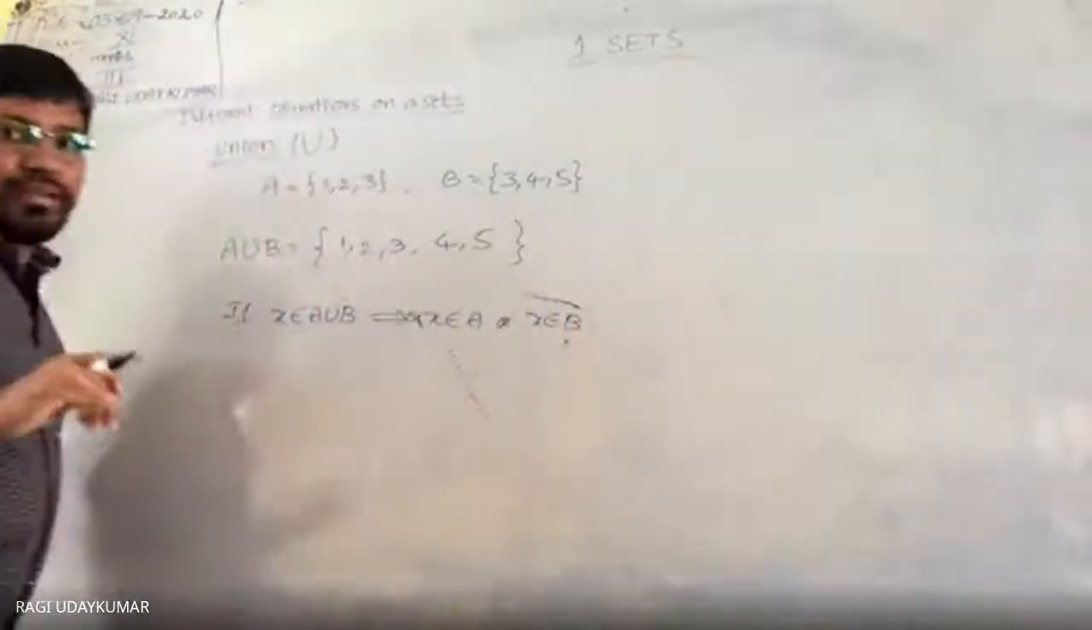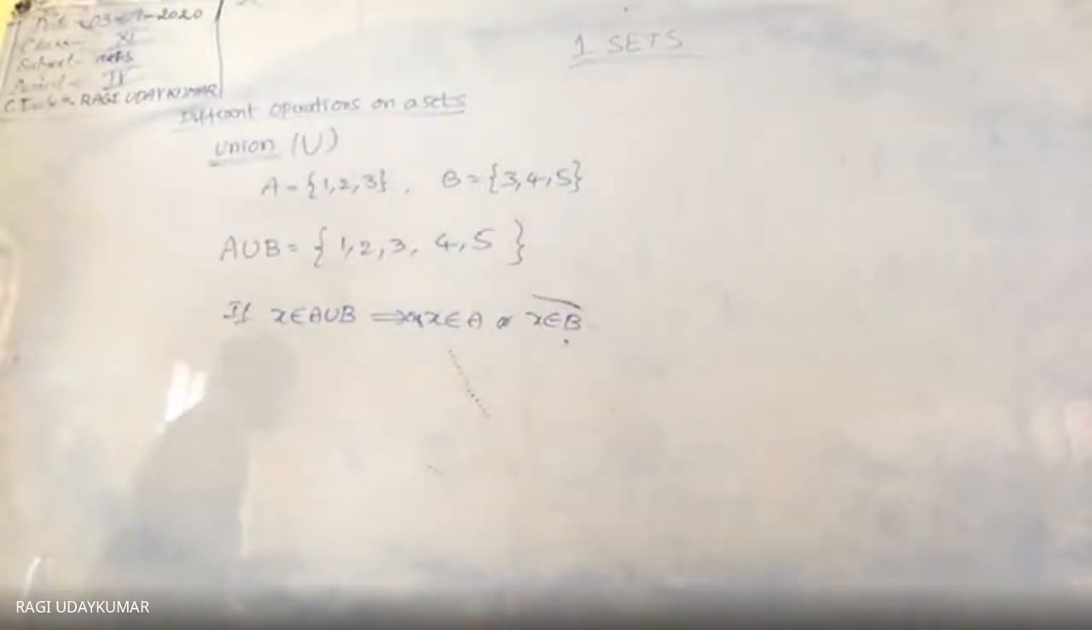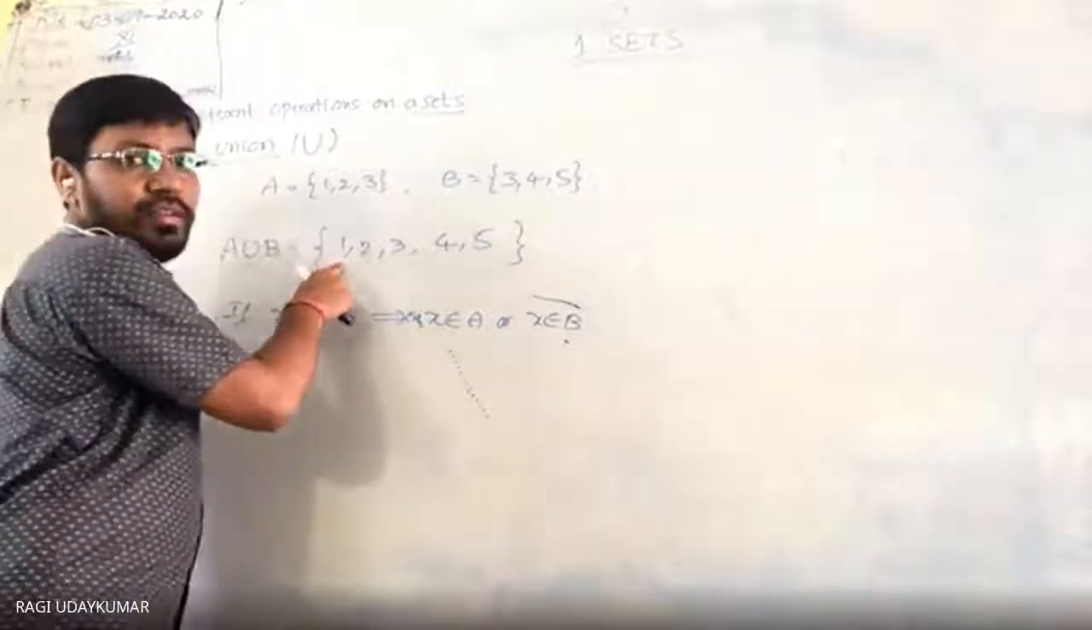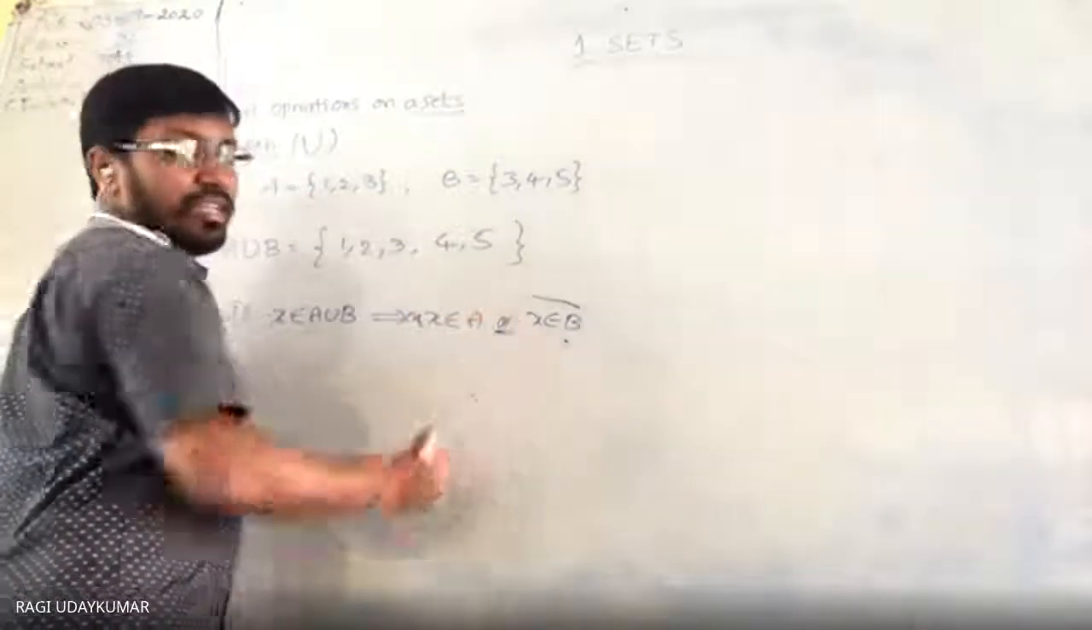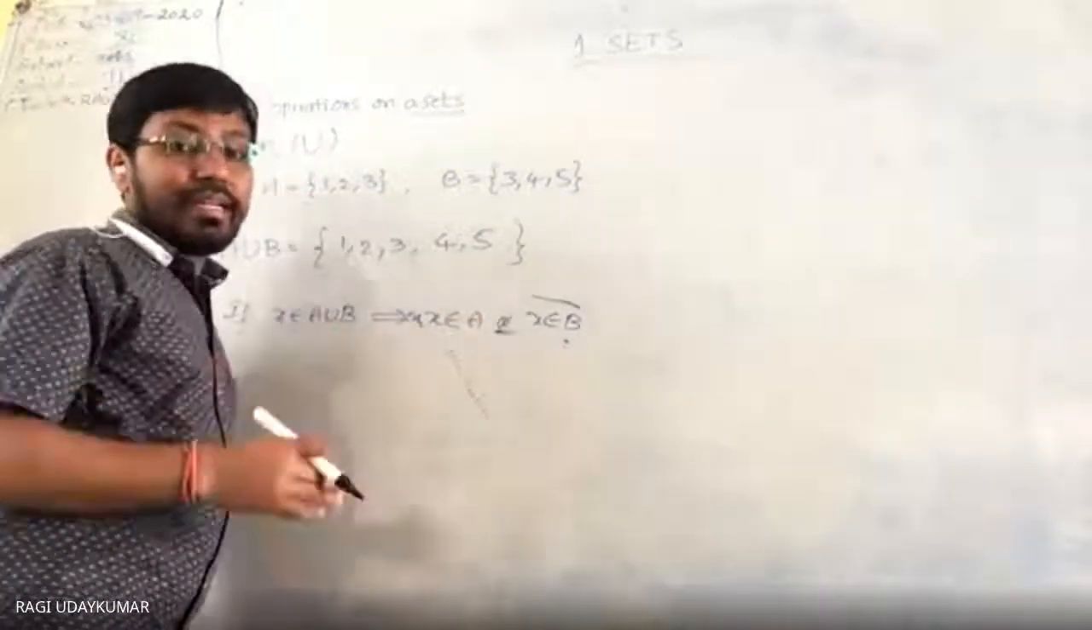That x may be in A or may also be in B. Whenever you use "or", it can also be contained in both.